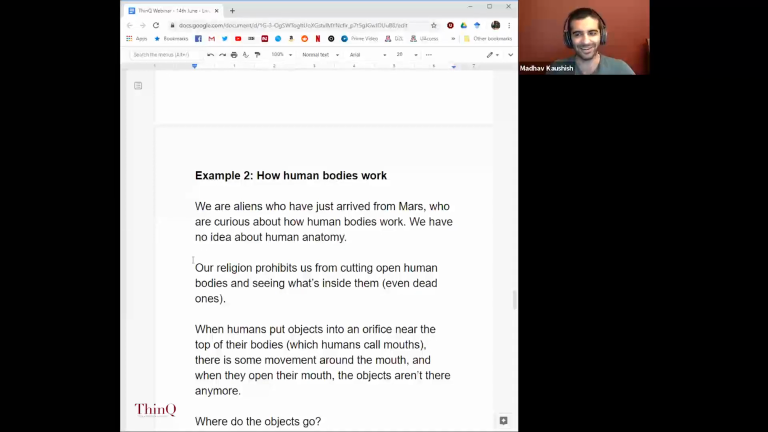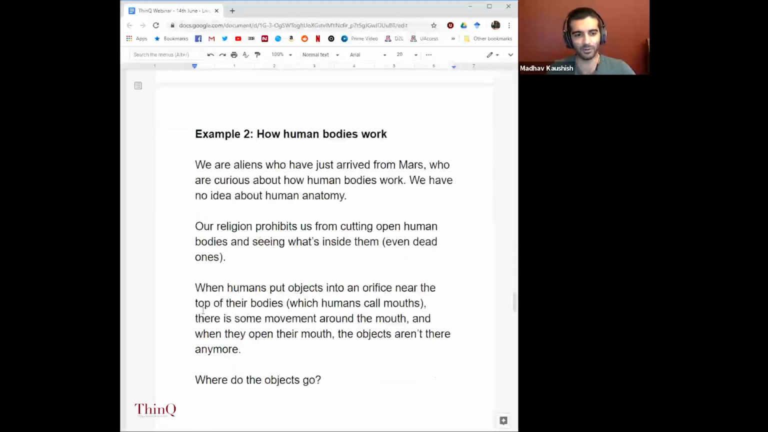So we are aliens who have just arrived from Mars, who are curious about how human bodies work. We're putting ourselves in this scenario. We have no idea how human anatomy works at all. And our religion prohibits us from cutting open human bodies and seeing what's inside them, and this includes dead human bodies. It's a religious thing. We're not going to break that, or we go to hell. But we want to figure out how the body works without actually cutting things open.